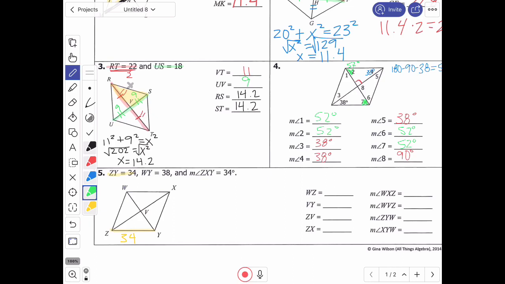So WY is one of those diagonals, and it is 38. So we know the diagonals are bisecting each other. So again, I'm going to mark that WV is congruent to VY. But both of those, if I add them together, they should equal that 38. So now looking at what I'm trying to find, WZ. So WZ is just one of the outside sides of the rhombus. So since one side is already 34, I know that all of these other three sides should also be 34.